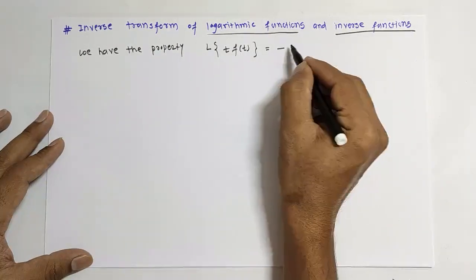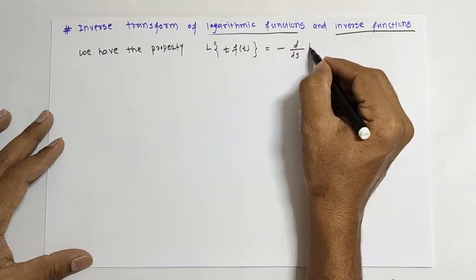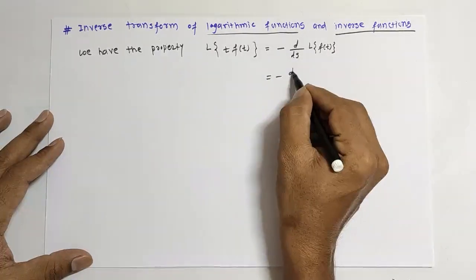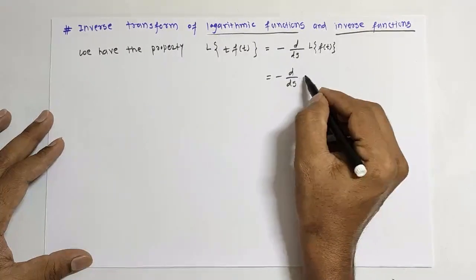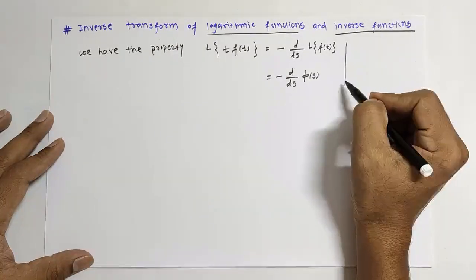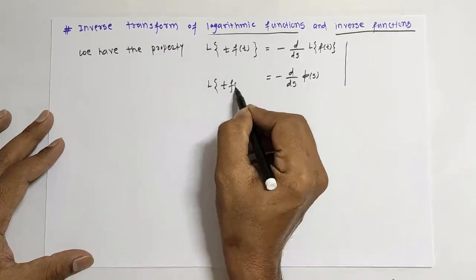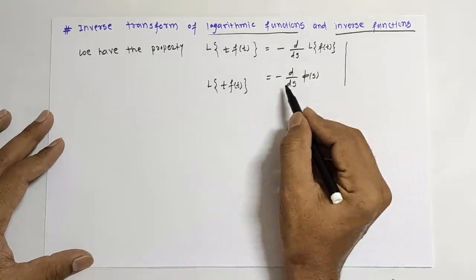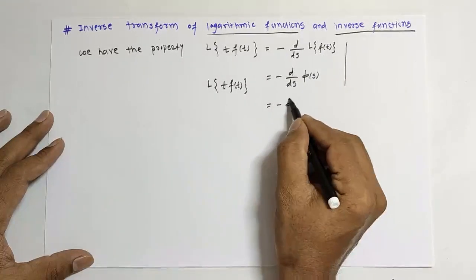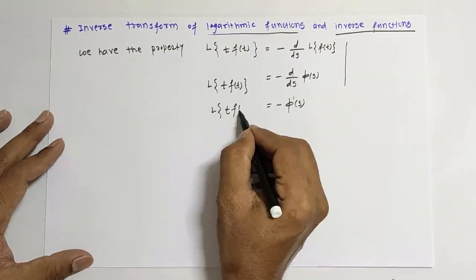That is equal to minus d by ds of Laplace of f of t. Suppose Laplace of f of t is phi of s. So Laplace of t into f of t is equal to minus d by ds of phi of s, or we can write here minus phi dash of s. This is Laplace transform of t into f of t.